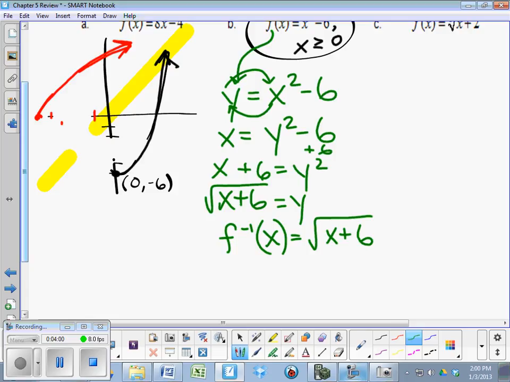Notice the result is the square root of x plus 6, which would be a square root function shifted left. Left, how many? 6. That's the square root function shifted left 6. And it is the mirror image of the black function going to the right. The inverse is the green function. Okay. That's it.